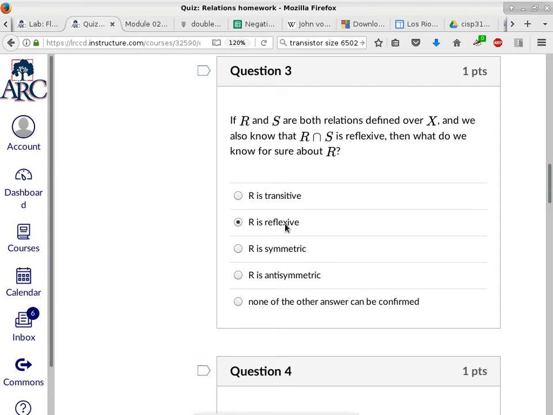Okay, so that's the only answer, because this is not one of the multiple select, multiple answer type of question. There's only one that can be correct. So the correct answer is just R is reflexive.